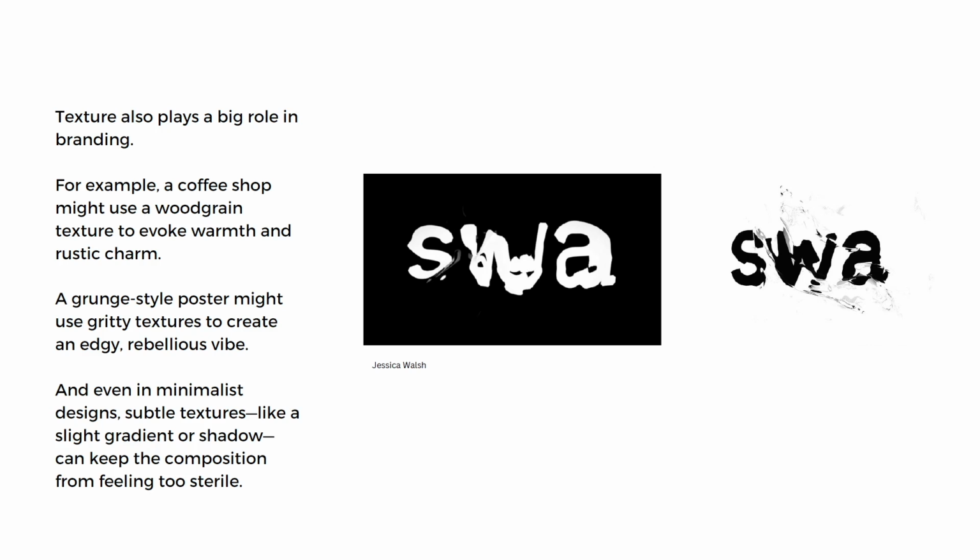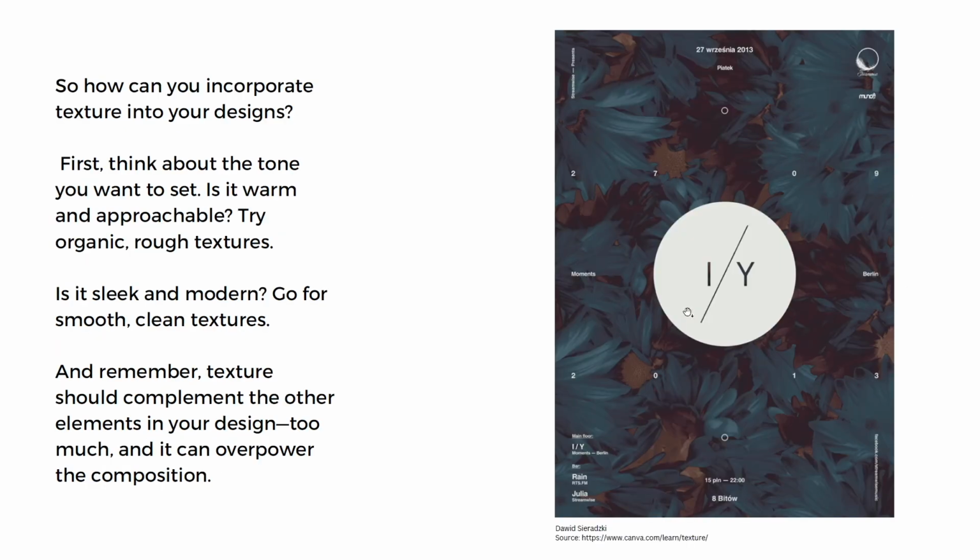With minimalist designs, these subtle textures, maybe it's a gradient, maybe it's a shadow, maybe it's that sort of smudgy, blurred water look on that logo on the right. That's really interesting because it can make the composition a little bit more dynamic, and it's going to help it feel a little bit less static or sterile.